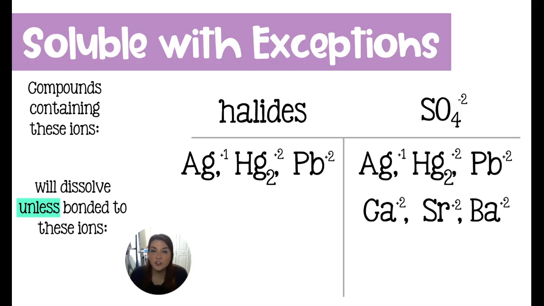There are some things that dissolve just some of the time, so it will depend on what they're bonded to. If you have a halide ion, meaning fluoride, chloride, bromide, or iodide, they will dissolve unless they're bonded to a silver, a mercury, or a lead ion. These particular ions prevent the halides from dissolving. Sulfates will usually dissolve unless they're bonded to silver, mercury, lead, calcium, strontium, or barium ions. So these 6 ions will prevent sulfate from dissolving. The thing is that the halides and the sulfates dissolve most of the time. That's why we speak about them as being soluble with some exceptions.